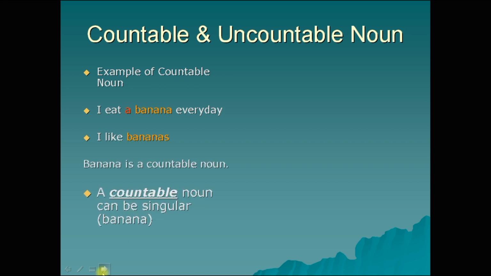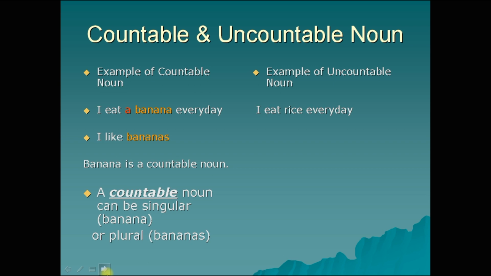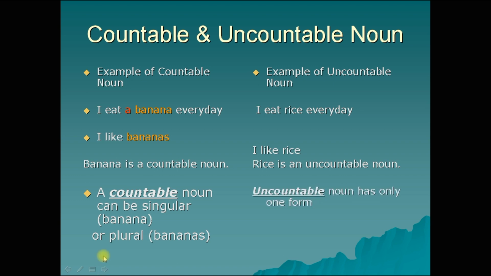Banana is a countable noun. A countable noun can be singular or plural. Sa countable noun at singular, doon lang gagamitan ng article. Sa plural, bananas, walang article. Example of an uncountable noun. I eat rice every day. I like rice. So, we do not put an article before the noun rice kasi this is an uncountable noun. Rice is uncountable. Hindi po nabibilang ang rice, kaya wala siyang article. An uncountable noun has only one form.